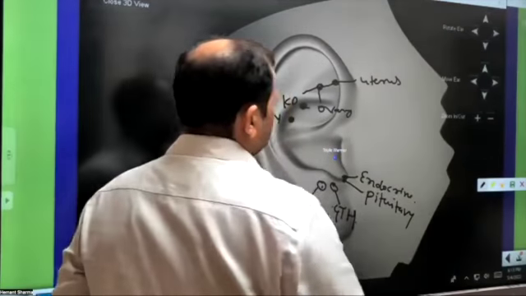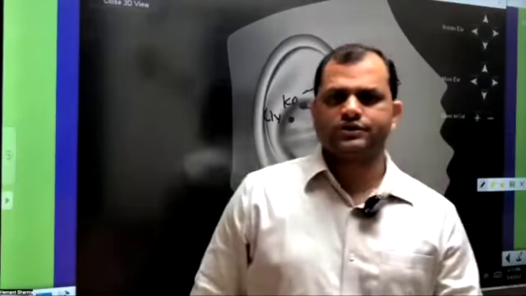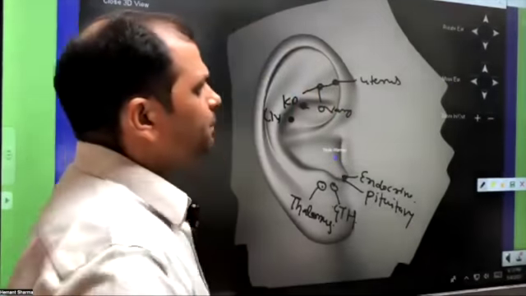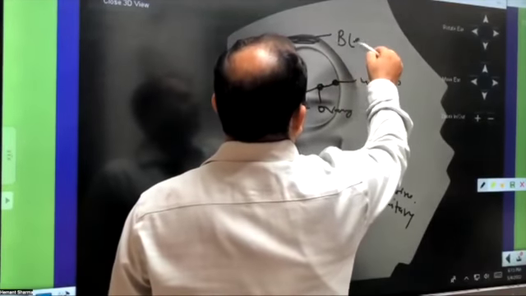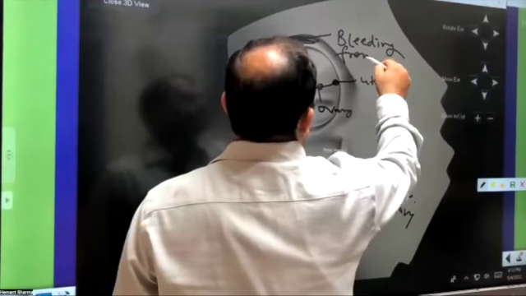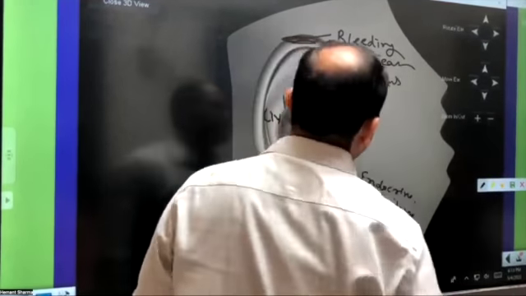Now we want to treat the problem of cervicitis. Itis means inflammation. So whenever there is any inflammation, the first treatment is bleeding from the ear apex. Whenever there is any inflammation, bleeding from ear apex.